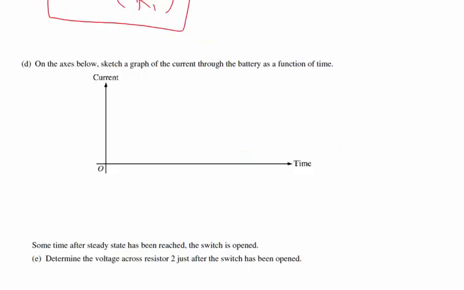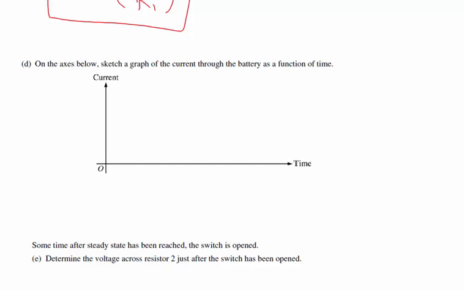Part D asks us to sketch a graph of the current through the battery as a function of time. One of the things that's important is we have to recognize that this is not starting at 0. A very basic question might be just a battery and an inductor and a resistor, and the current starts at 0. They're trying to see if you understand the idea that we have here.